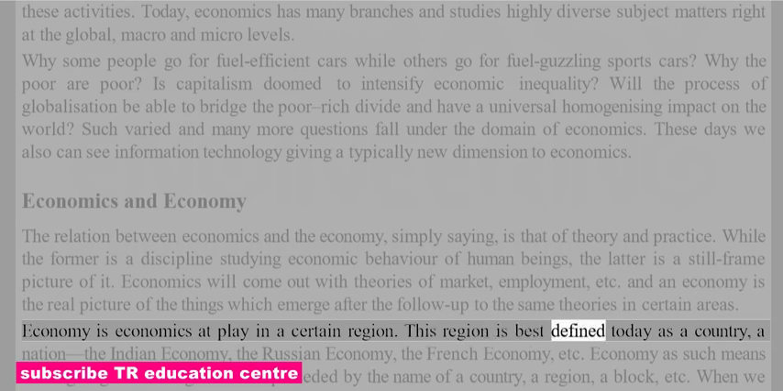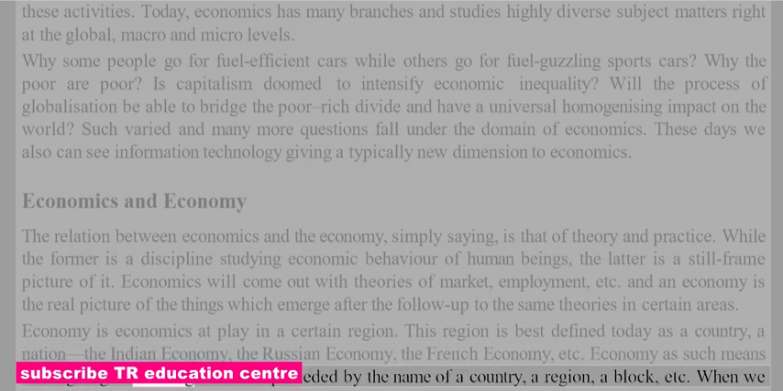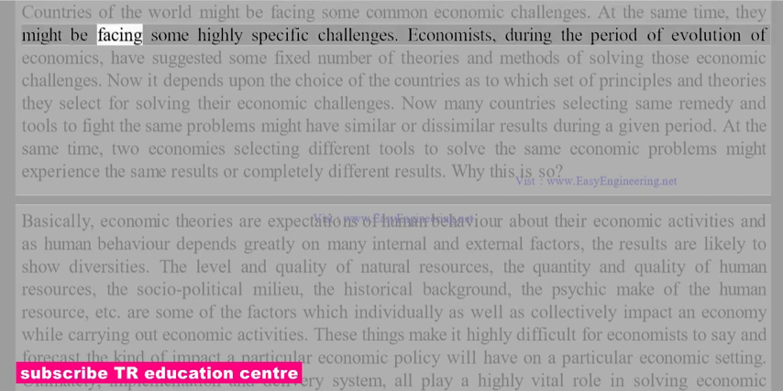This region is best defined today as a country, a nation: the Indian economy, the Russian economy, the French economy, etc. Economy as such means nothing. It gets meaning once it is preceded by the name of a country, a region, a bloc, etc. When we say developed economies, we mean economies of the developed countries. Countries of the world might be facing some common economic challenges. At the same time, they might be facing some highly specific challenges.